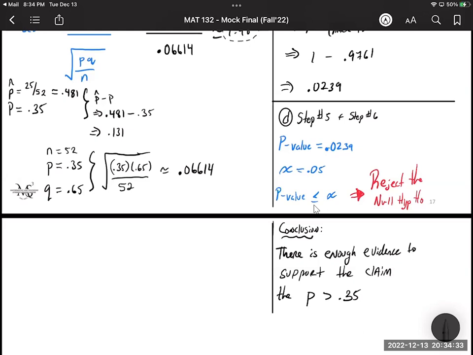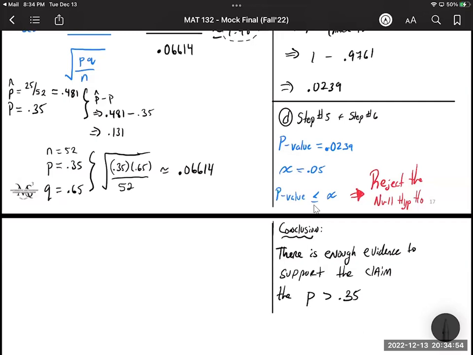If we were to fail to reject the null, then there's not enough evidence to support this claim. Hypothetically speaking, yes, that would be true. If for some odd reason we ended up saying that the p-value was greater than alpha, then we failed to reject the null.